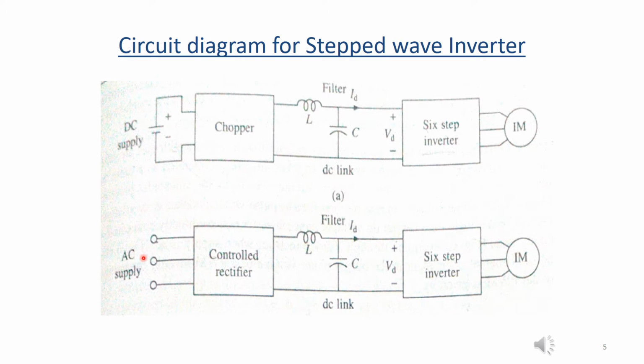Similarly, if we have an AC supply here, we can get the output voltage VD by controlling the firing angle of the control rectifier. The control rectifier output is given to an LC filter, then we get VD here, that is given to our step-down inverter. The output of this inverter is given to the induction motor. If you want to vary the magnitude of the input to the induction motor, we just vary the firing angle of the control rectifier.